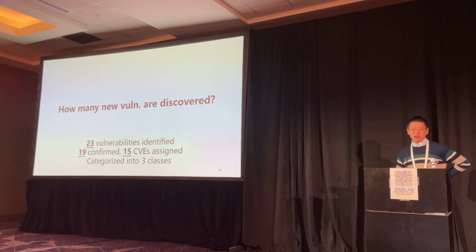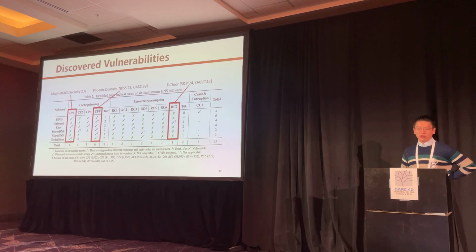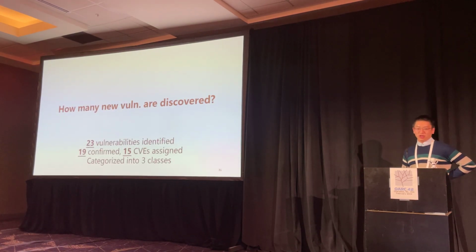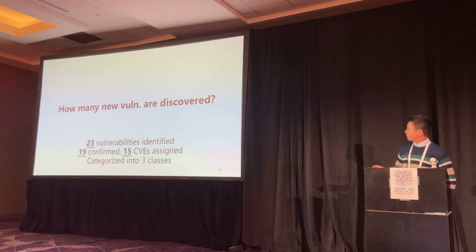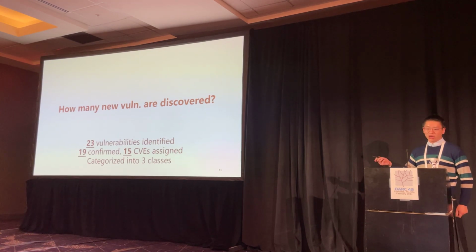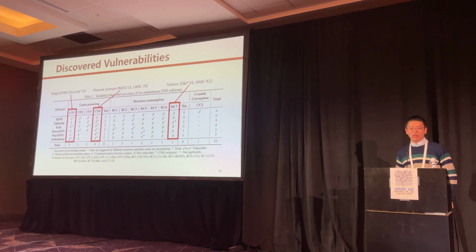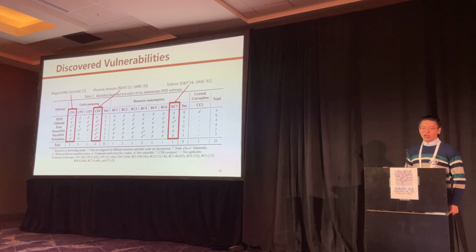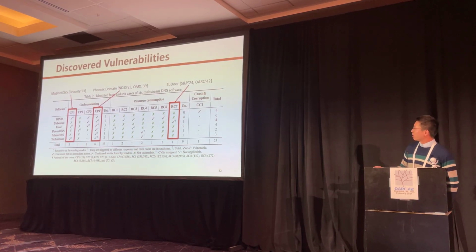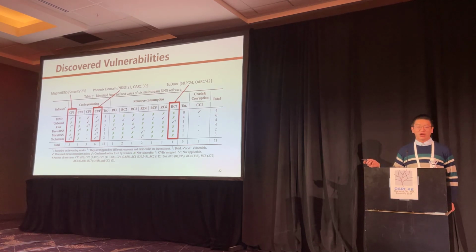And how many vulnerabilities did we discover? We found 23 vulnerabilities, 19 were confirmed, and 15 CVEs were assigned, and we categorize them into 3 classes. I want to specially mention 3 bugs we have identified.